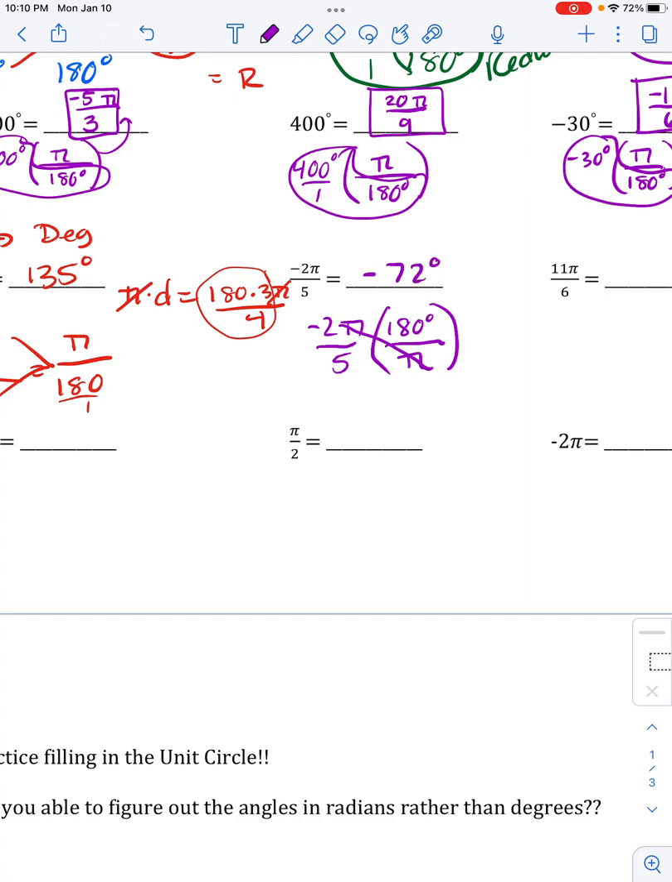Now, these don't have to be on the unit circle like we talked about yesterday because we're not doing anything. We're just practicing going back and forth between the two things like you would practice going back and forth between Celsius, Fahrenheit, or Kelvin.